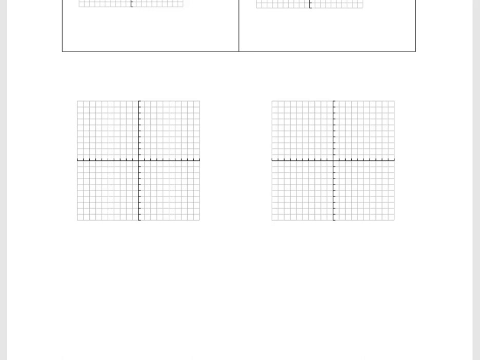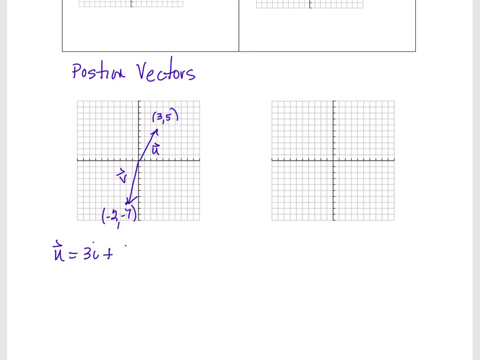Where a position vector is a vector whose initial point is at the origin, a displacement vector can be a vector whose initial point is anywhere. So we have these two position vectors. The first vector u, whose terminal point is (3, 5), we know now that if we want to write that in terms of i and j, that would just be 3i plus 5j. And the vector v, which has a terminal point of (-2, -7), would just be -2i minus 7j.